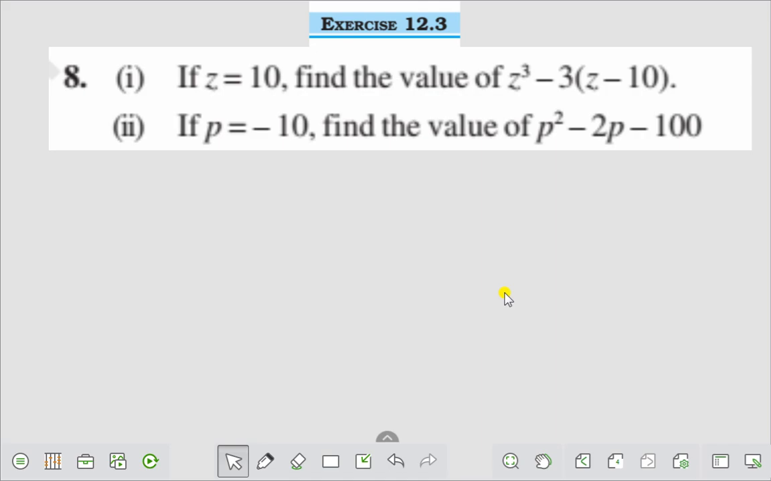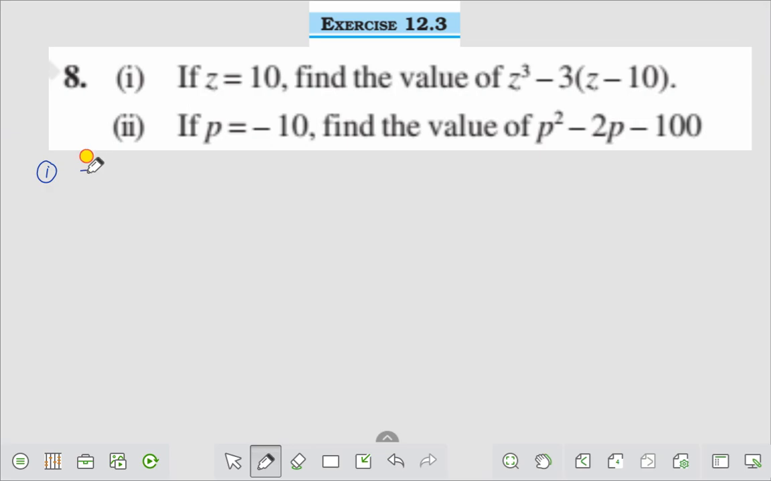Hello everyone. Today I'll discuss exercise 12.3 question number 8. Question number 8: if z is equal to 10, find the value of z cube minus 3z minus 10. Let us find the value.